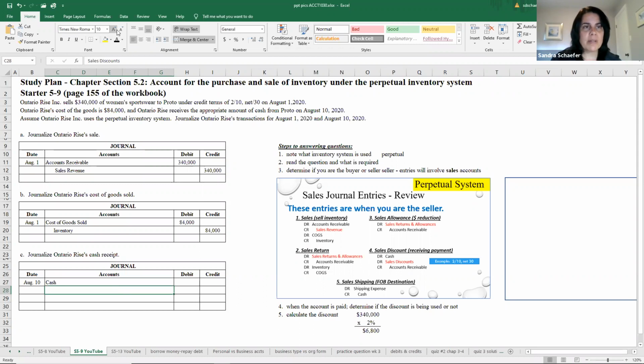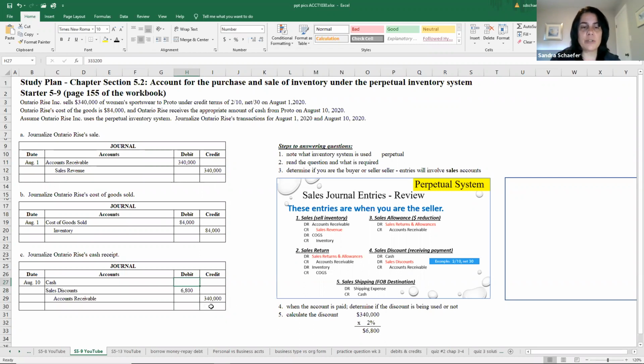So that must mean we must have a debit to a discount account in order to make up the full amount that we are going to credit from our accounts receivable. We set up the accounts receivable with a debit in the first transaction, and in the last transaction when we're paying it, we need to credit accounts receivable. And we know that that amount is going to be the full $340,000 because they're paying off their full account. We know the sales discount we've calculated is $6,800.